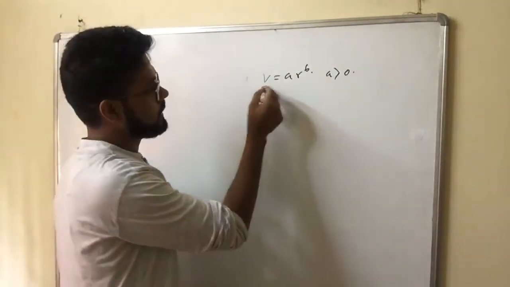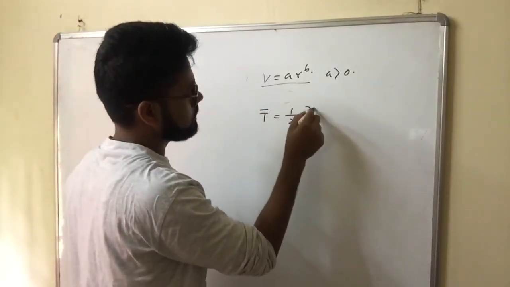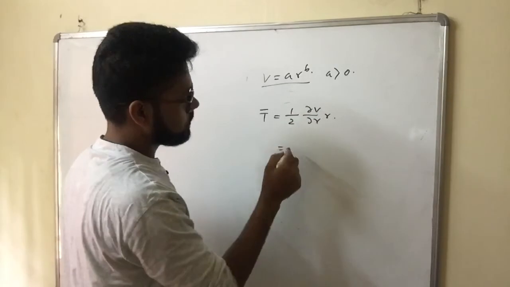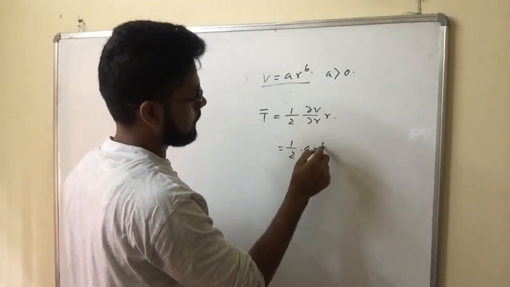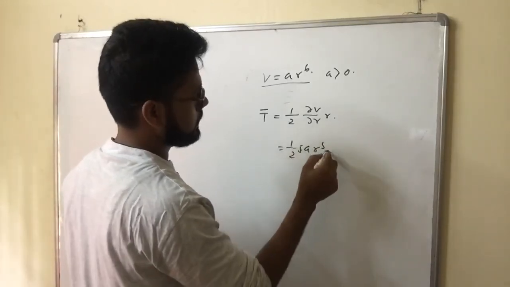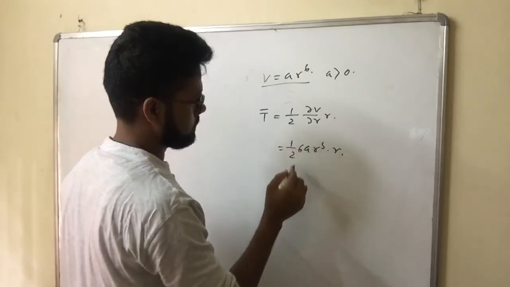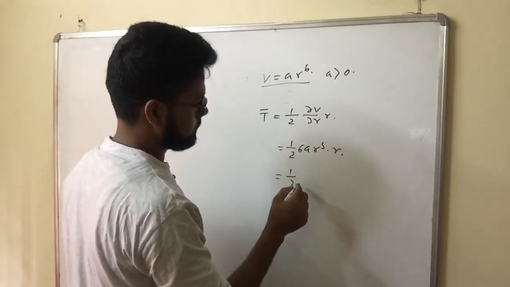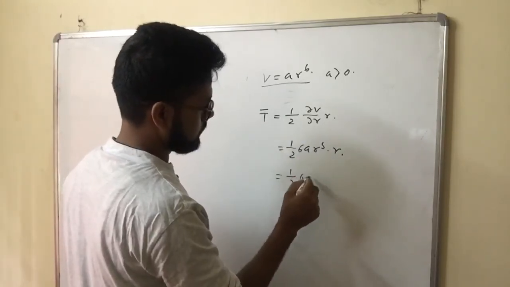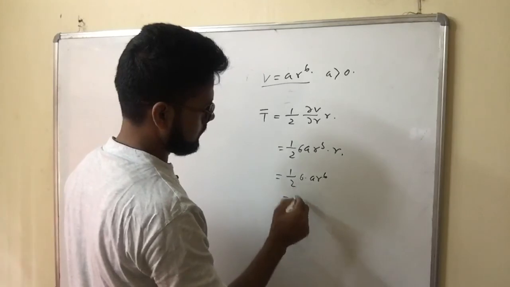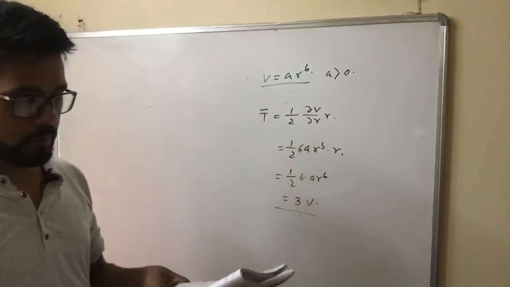It is very easy. Potential energy is this one. So what is the average kinetic energy? This is the formula: half dV by dr into r. Take the differentiation, half, this will be 6 A r to the power 5, into r. This is not 5, it is 6. So half into 6 A r to the power 6 equals 3V. So 3V.